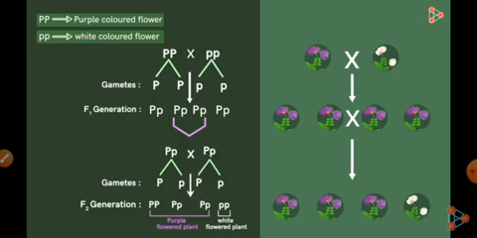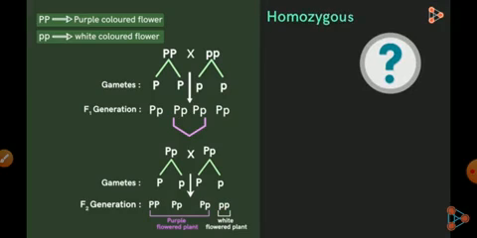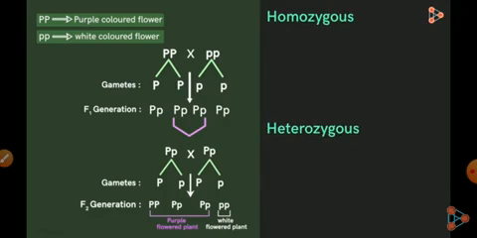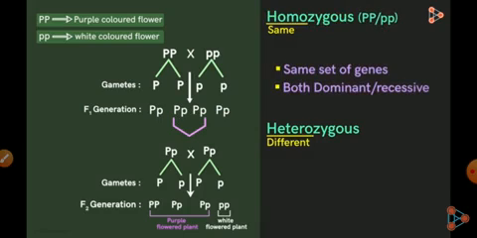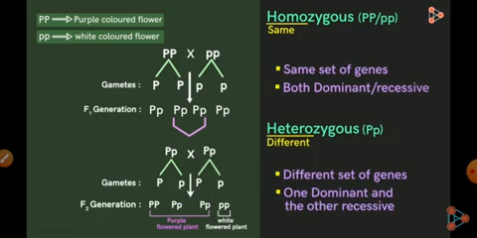Hold on. Any idea what we mean by homozygous and heterozygous? We know that the term homo means same and hetero means different. So homozygous means the set of genes are same, both either dominant or both recessive. For example, PP and pp are both homozygous forms. Heterozygous is exactly opposite of this. It simply means both the forms are different. So here, Pp represents the heterozygous form, one dominant, one recessive.